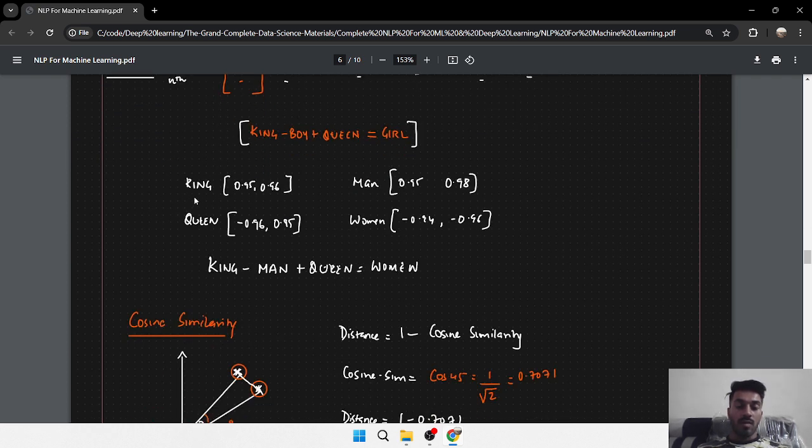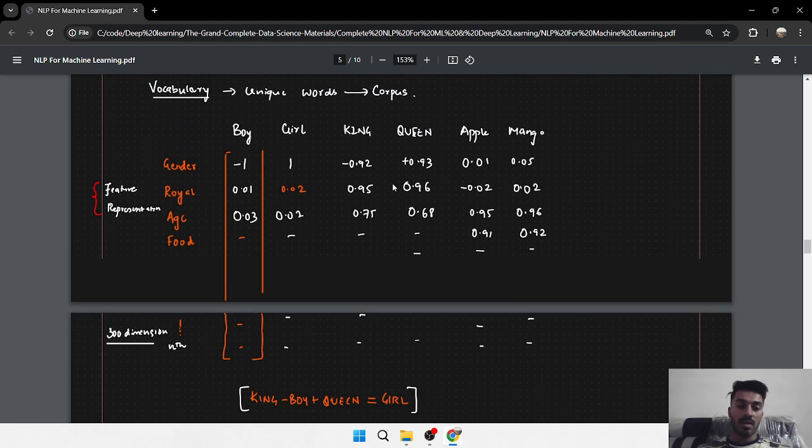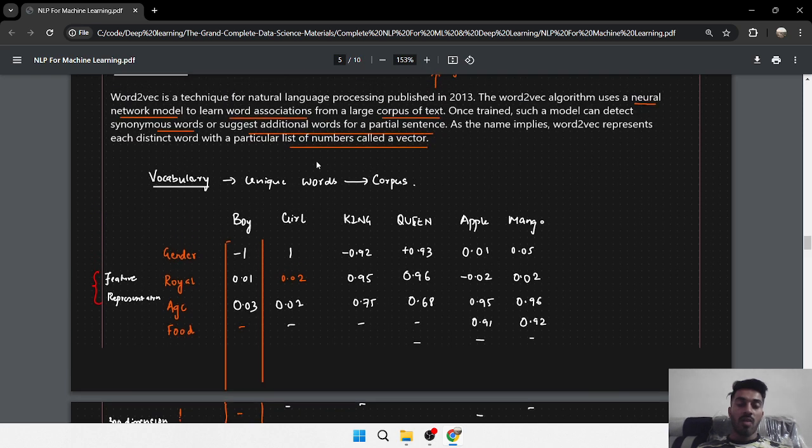So suppose these are some assumed values for the king. Suppose this is your dimension vector, 0.95, 0.96, and man has been given something like that. If you do a calculation on this vector, you will get a woman vector, closely related to the woman vector. So you can see that this is your vector. That's how embedding will work.